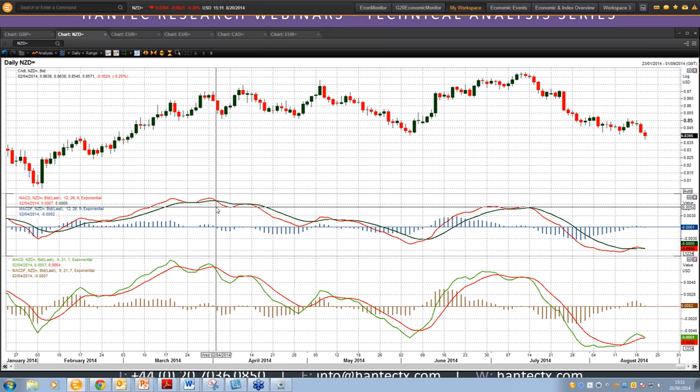Personally, I'm pretty boring when it comes to technical analysis. I will always tend to use the parameters set out by the inventor of this. So hence why I use the 14-day RSI, and also I use 12, 26, and 9 as my parameters on MACD.